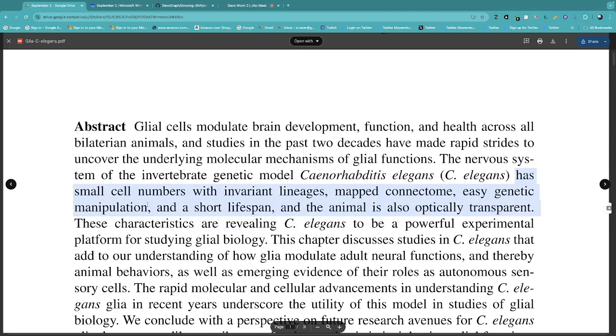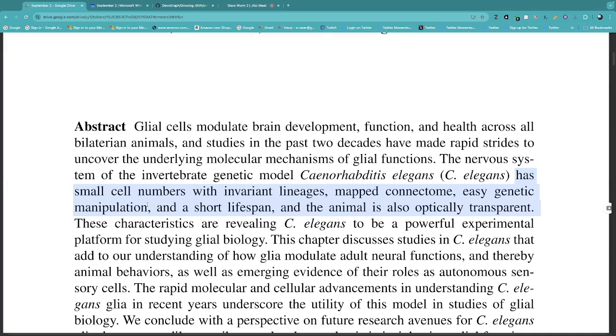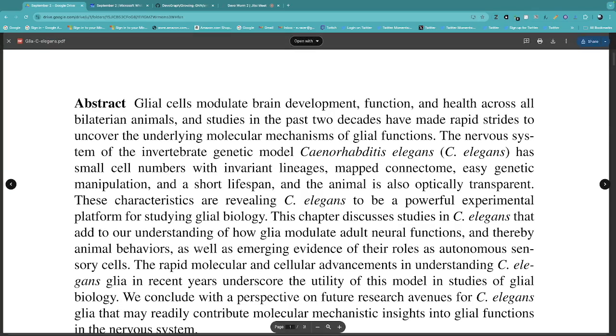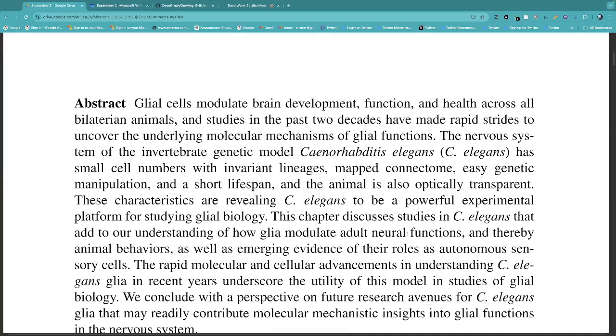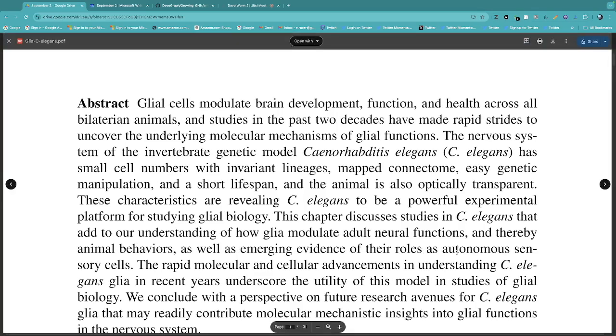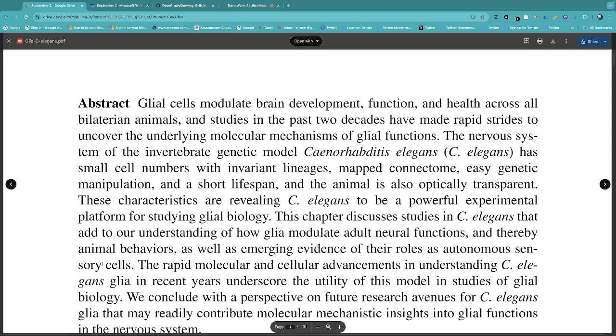Now, what's interesting here is we can then also understand the role of glial cells in a much more enlightened manner, because we have a lot of the information that we need about all the other parts of the nervous system. These characteristics are revealing C. elegans to be a powerful experimental platform for studying glial biology. This chapter discusses studies in C. elegans that add to our understanding of how glia modulate adult neural functions and thereby animal behaviors, as well as emerging evidence of their roles as autonomous sensory cells.